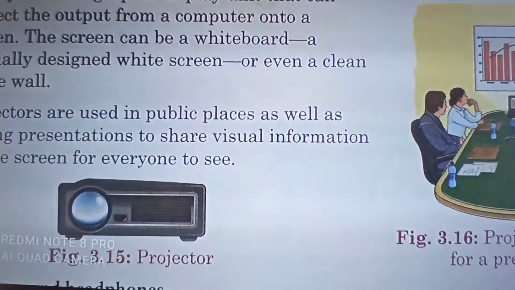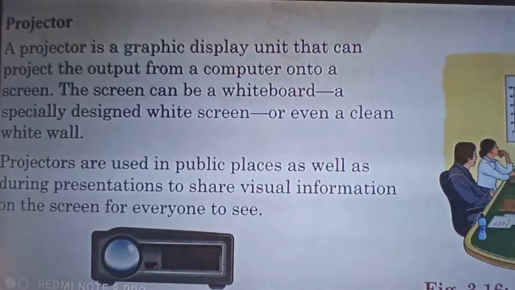Now next comes projector. A projector is a graphic display unit that can project the output from a computer onto a screen. The screen can be a whiteboard or a specially designed white screen or even a clean white wall.